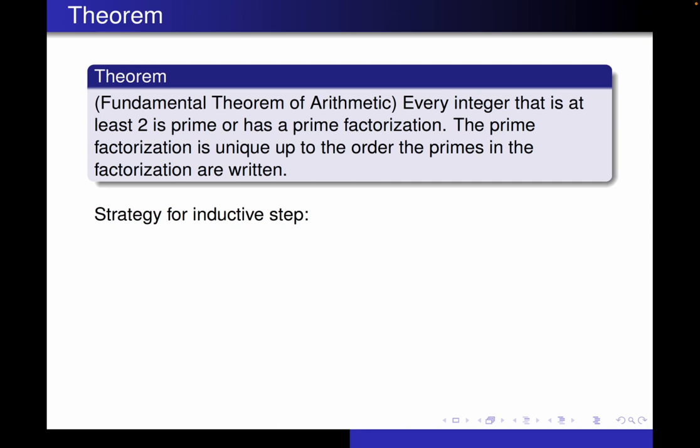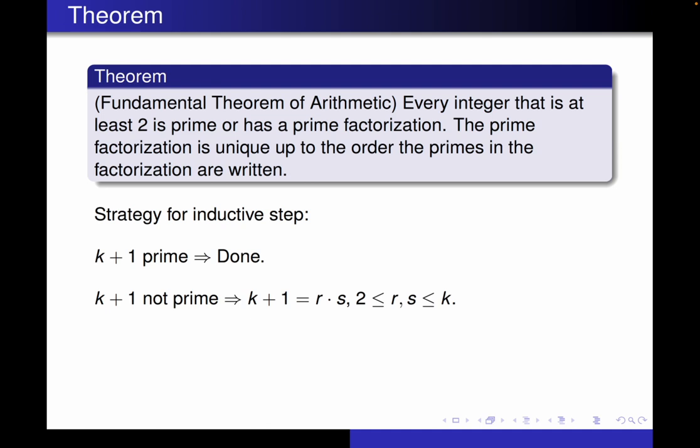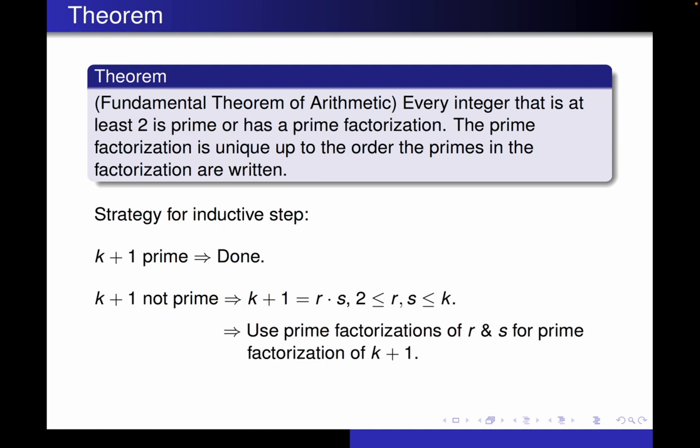So here's our strategy for our inductive step. We have two possibilities. Either k plus 1 is already prime, in which case we're done because we just have to prove that it is prime or has a prime factorization. Or we look at the case that k plus 1 is not prime. In that case, we want k plus 1 to equal r times s, where r and s are between 2 and k. And then we'll use the prime factorizations of both r and s to find a prime factorization for k plus 1. Those were the strategies you hopefully used in the activities that you just worked on.